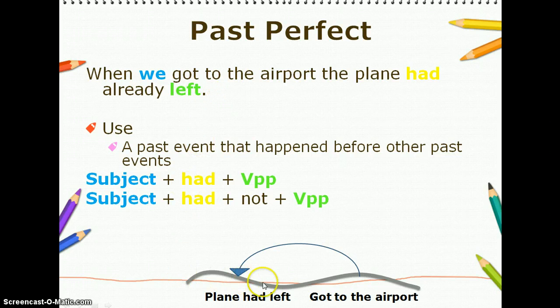So if we look at our timeline, what do we have here? First, the plane left, then they got to the airport. Therefore, we have had left in the past perfect. So this is the first action that happened in time. Then this happened, and then it's the present. So we have a past event that happens before another past event. Okay? So we form it by using subject, had, and the verb in past participle. In the negative, had, not, and the verb in past participle.